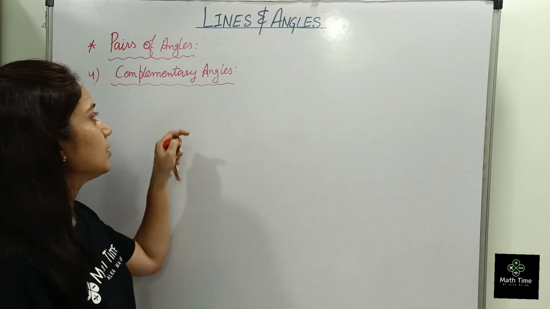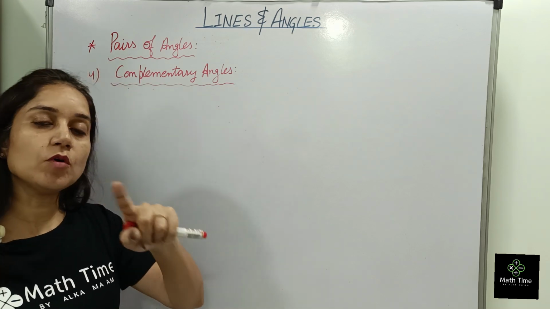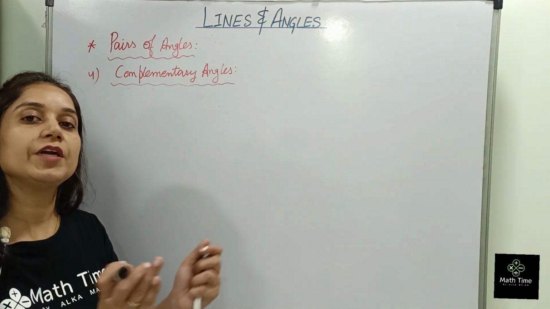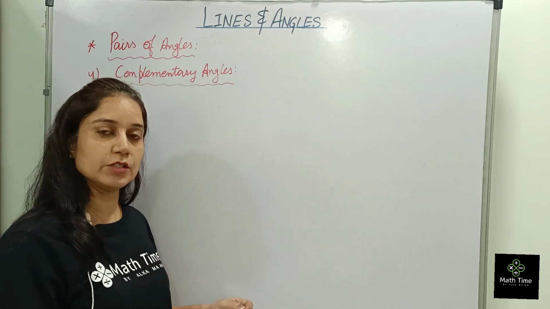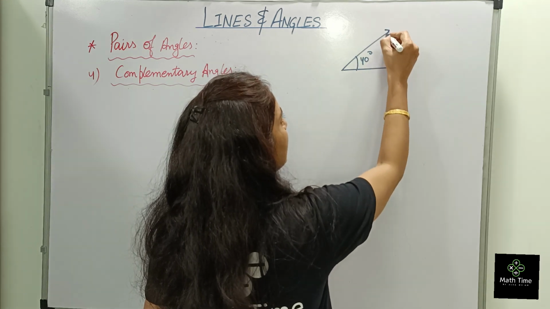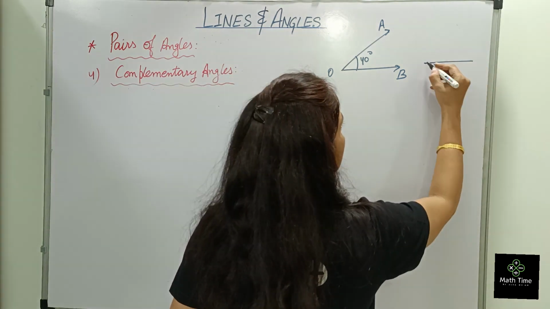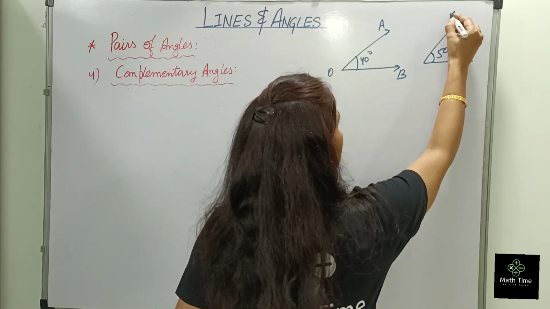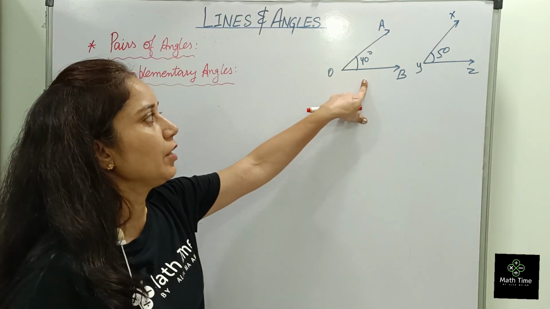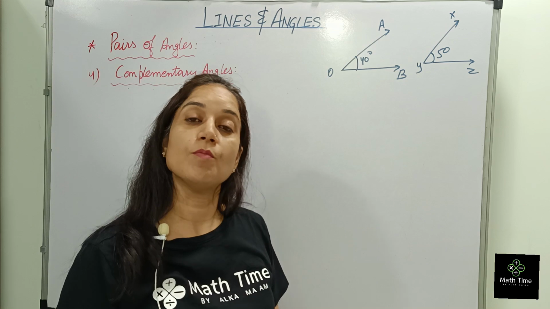Now the next type of angles are complementary angles. It is also a pair of angles, two angles. When the sum of two angles is 90 degree, they are said to be complementary angles. Now they can be different angles. It is not necessary that you should have a common vertex or a common arm. Suppose one angle is 40 degree, angle AOB. Another angle is 50 degree, angle XYZ. Now add these two angles. The sum of angle AOB and angle XYZ is equal to 90 degree. So such a pair of angles is called complementary angles.